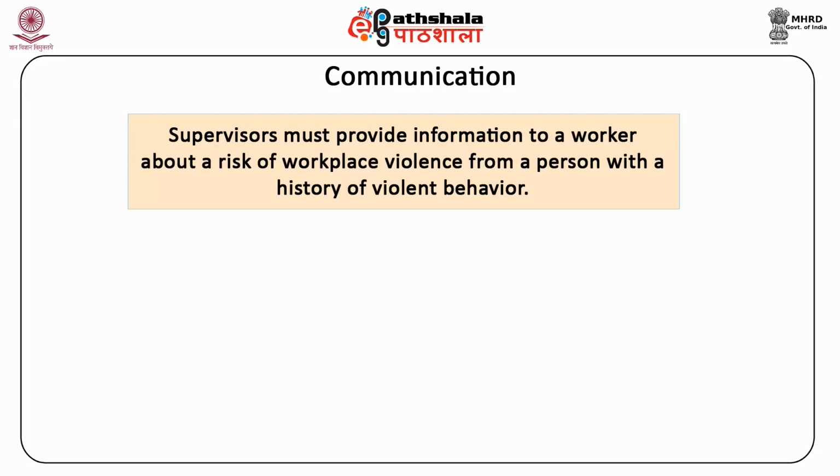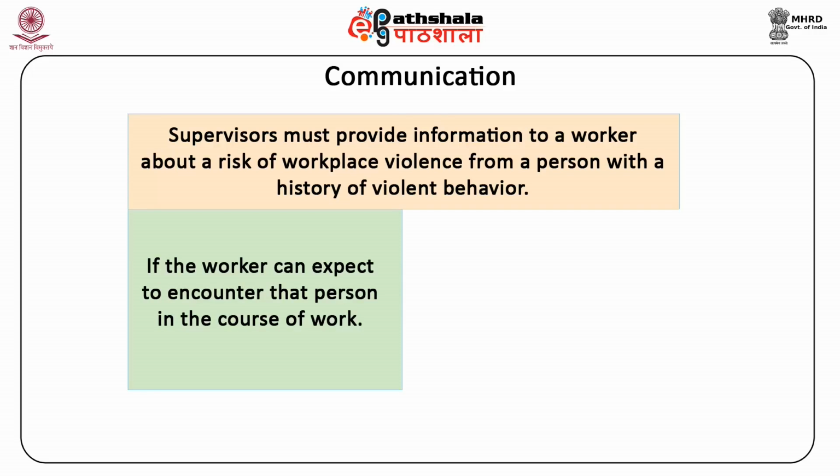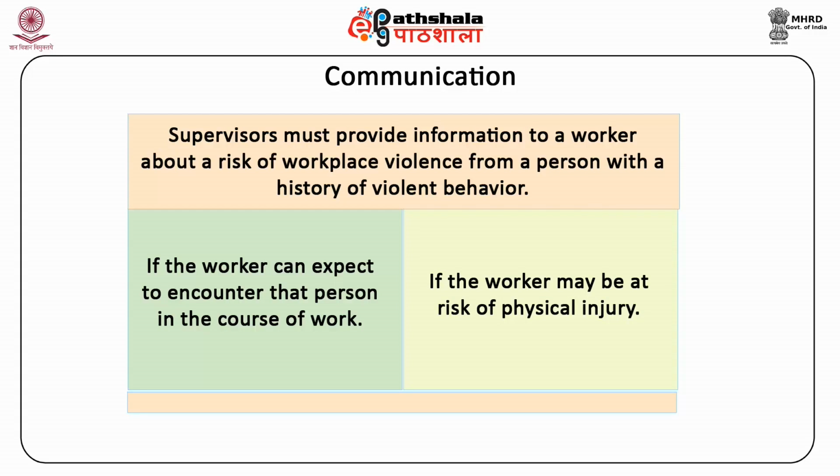about a risk of workplace violence from a person with a history of violent behavior if the worker can expect to encounter that person in the course of work and if the worker may be at risk of physical injury. Personal information may be disclosed, but only what is reasonably necessary to protect the worker from physical injury.